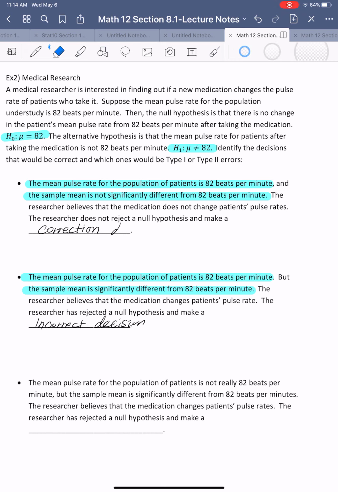Okay, hold on a second. Let me just fix the incorrect decision.